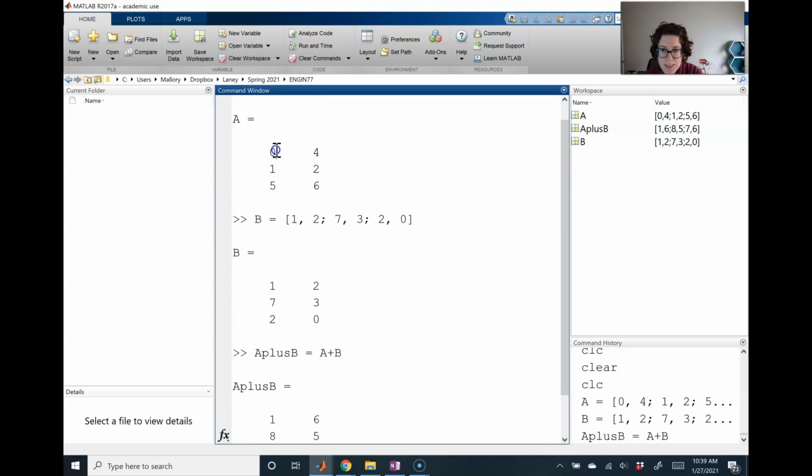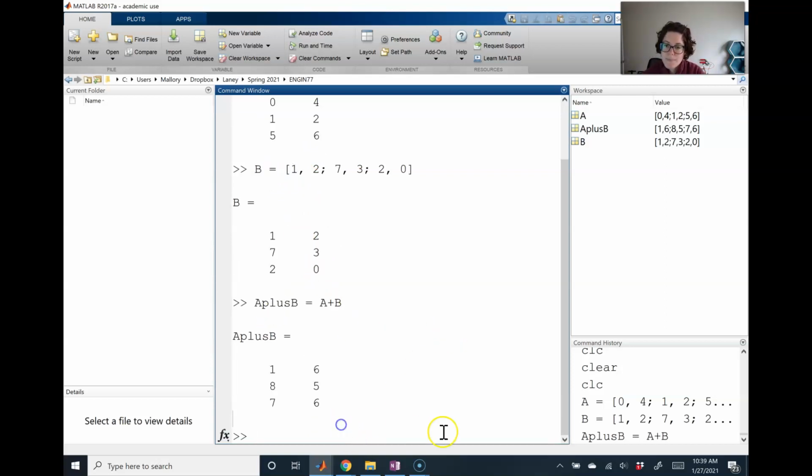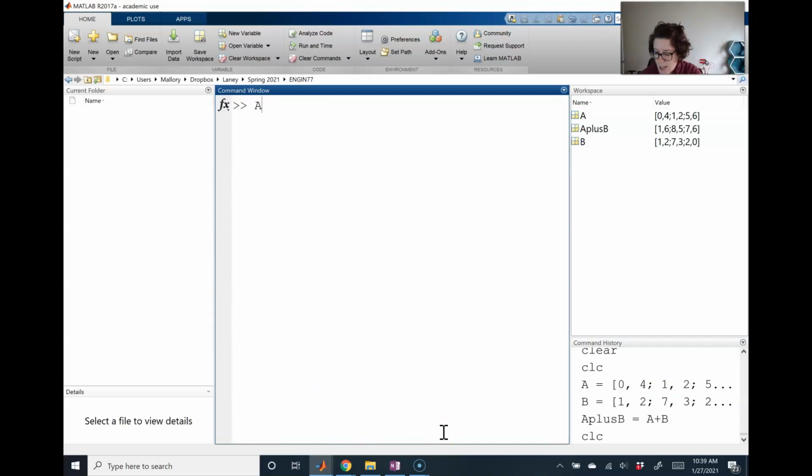So essentially that's just 0 plus 1, 4 plus 2, 1 plus 7, and so on. We can also do, I'm going to do a CLC here, A minus B. That's going to be A minus B.